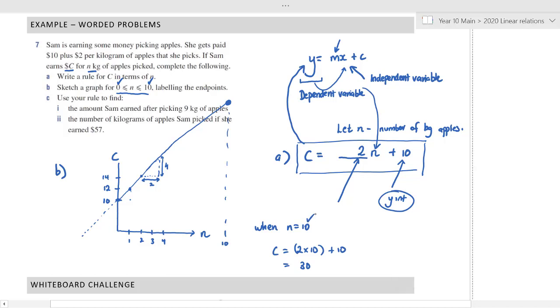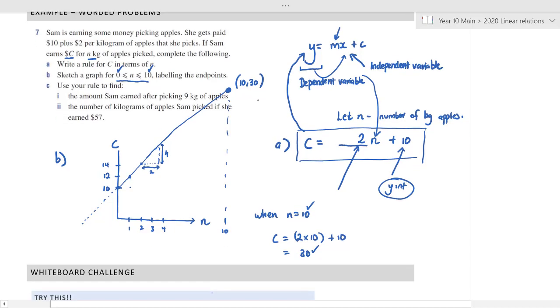Well, n equals 10, c is equal to 30. 10 and 30. So that's sort of my end point there. Now it's saying use the rule to find the amount Sam earned after picking 9 apples. Well, you could probably look at the graph, and if I went back 1, and that was 9, you could probably guess that I'm going down. So go down by 1 in the n, I'm going down by 2 in the c. Okay, that's 28.